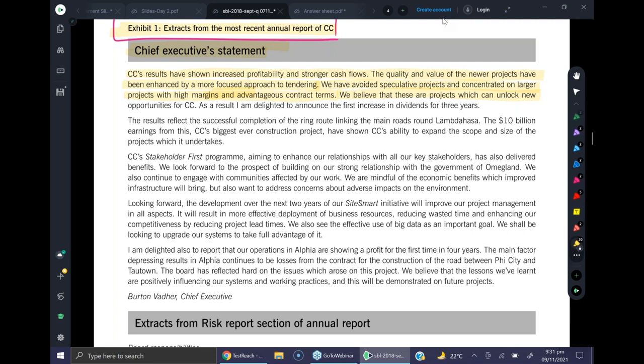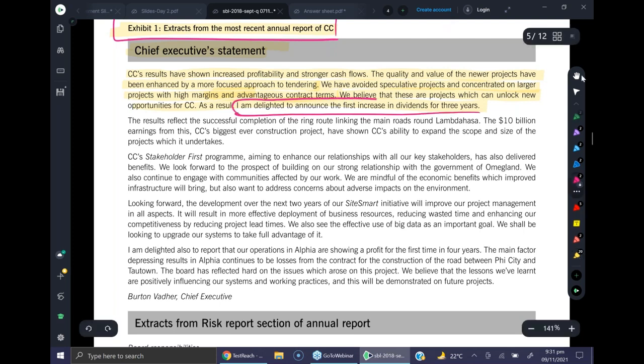So as a result, I am delighted to announce the first increase in dividends for 3 years. Can I highlight this? That in the last 3 years, this is the first time they have given the dividends. Can we use it somewhere? I mean, dividends is relevant, but so this can be used somewhere in question number 1, part A.